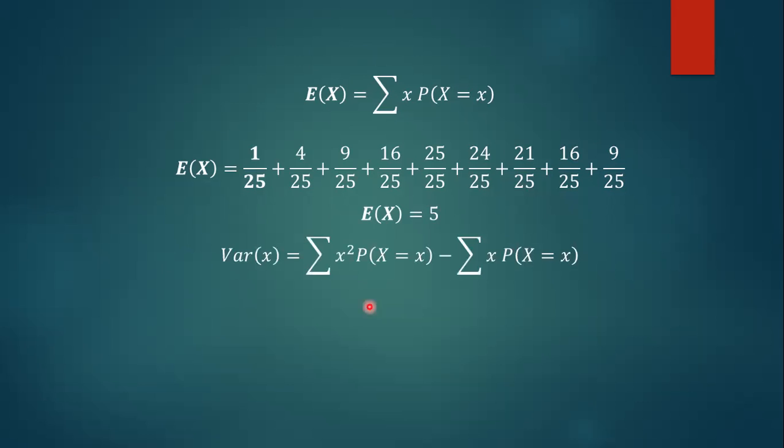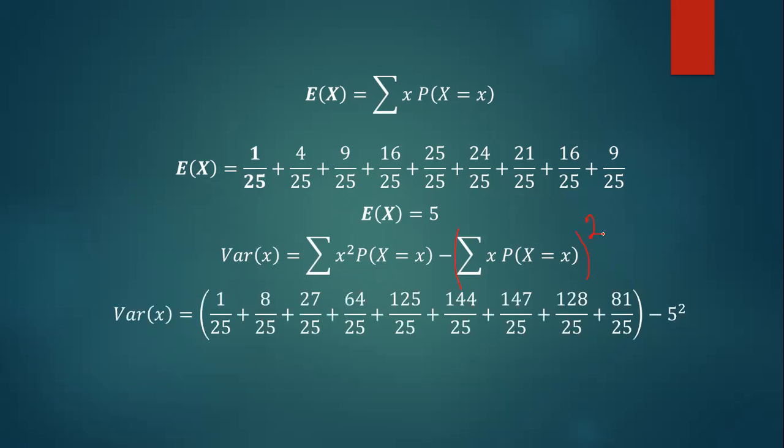So variance we are saying is expectation of x squared minus the mean squared. So this would be when we add up the values of the row of x squared times probability values, then we subtract 5 squared. So we can quickly add what is in the bracket and subtract 5 squared, and we see which answer we are going to have.